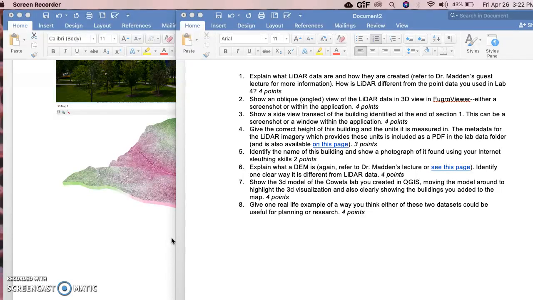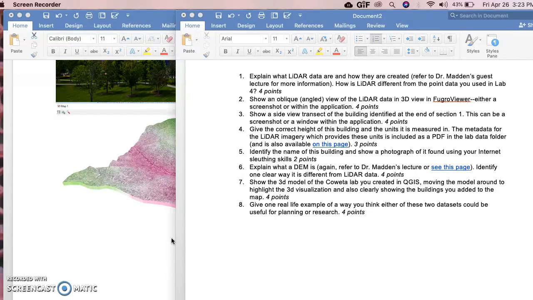You can detect features like road networks, bridges, vegetation. It is different from Lab 4 by having the extra Z coordinate. In Lab 4, we were limited to having only X, Y coordinates, which was our latitude and longitude. But with this data, we had the extra Z coordinate and you were able to create a 3D model.